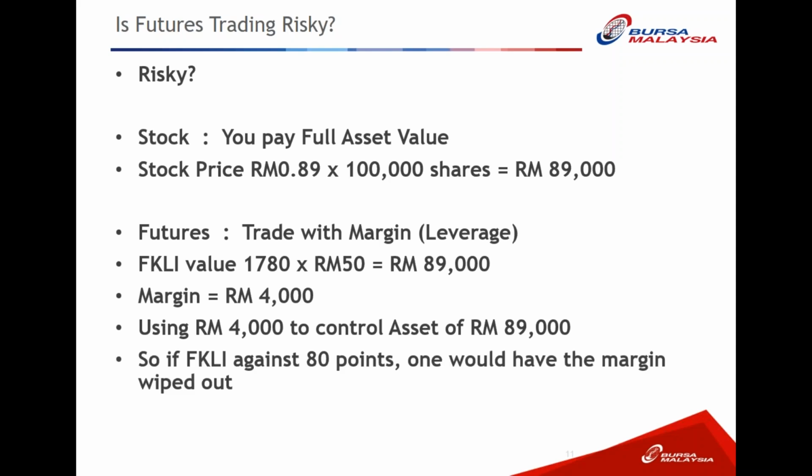If FKLI goes against you by 80 points, whether you are long or short, your margin of 4,000 is totally lost. You wipe out your account. So that is why people always say that futures is risky. You buy stocks, and if the stock goes to half the price, you lose probably 45,000. But that's the share price depreciating by half. With FKLI, if it just goes against you by 80 points, your total account becomes zero. So is that risky?